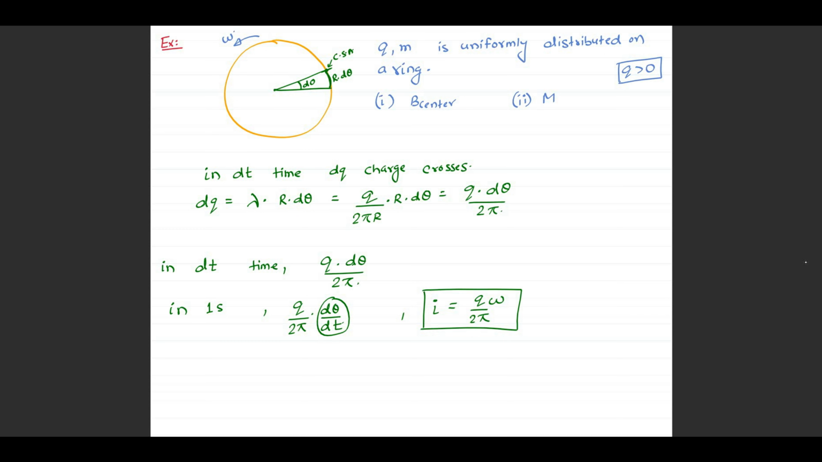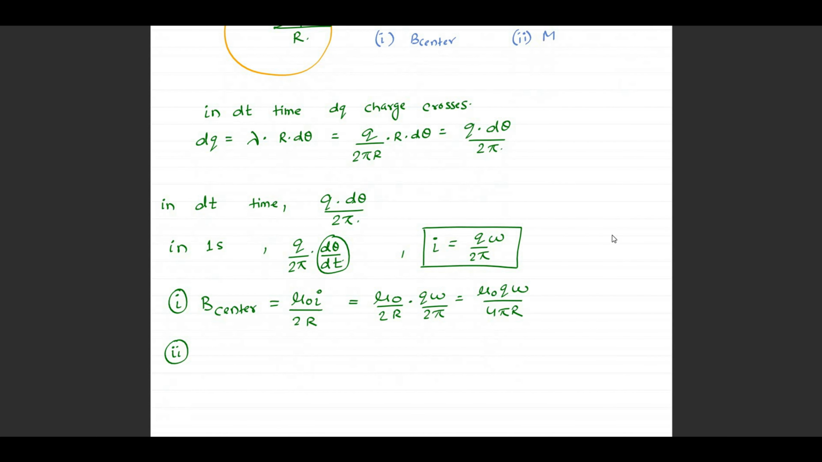If this is the current, the answer to the first part, the field at the center, is mu naught I by 2r, r being the radius. So mu naught by 2r, I put the value of I. And second, the magnitude of magnetic dipole moment, I put the value of I into area.